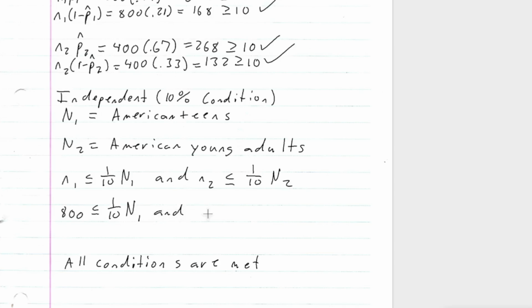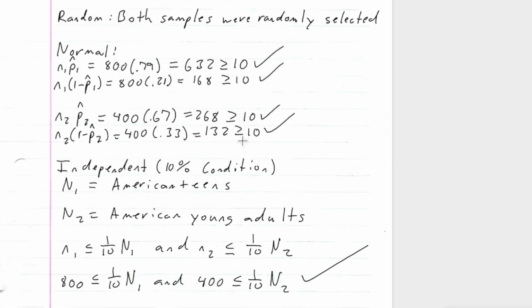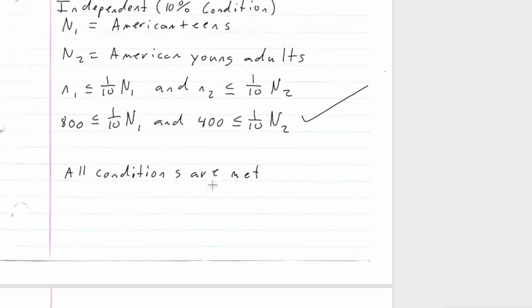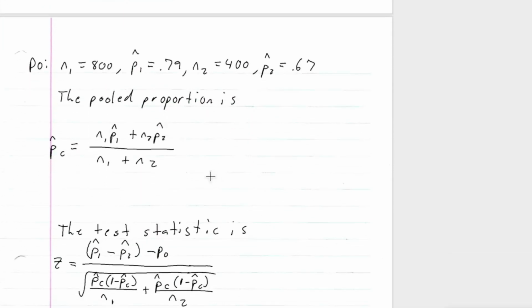And 400 young adults is less than a tenth of all young adults, right? So we have the independent condition, the normal condition, and the random condition met. So all the conditions to do this test are met. So let's go ahead and do the test.